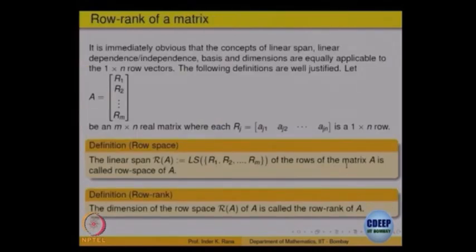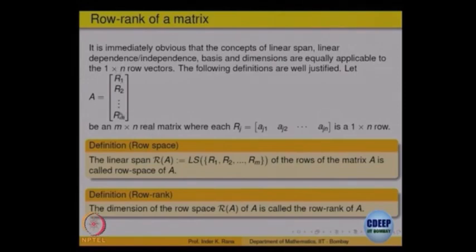Let us look at some vector spaces associated with a matrix. So, let us take a matrix A, and these are the row vectors R 1, R 2 and R m. There are m rows and each row is a vector of length n. So, this is m rows and n columns, each row vector has n components. So, this is an m cross n matrix.